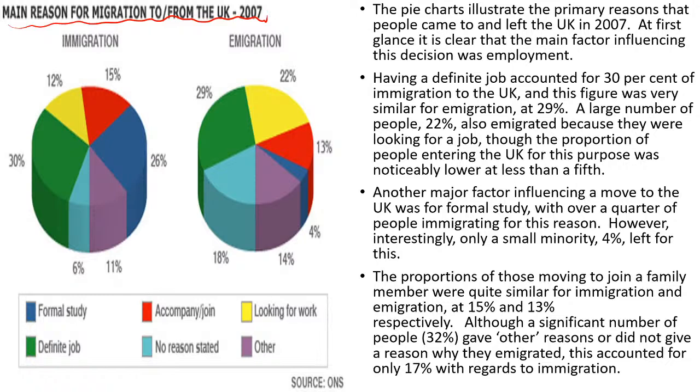First of all, first is formal study, then definite jobs, then applying or joining a company, or no reason stated. In the yellow it is given for looking for work, and you can talk about the other categories there. So now let's see how we can begin with this graph.